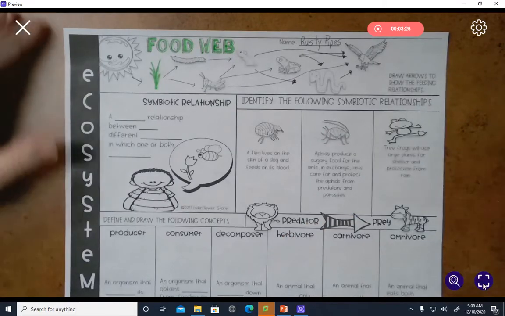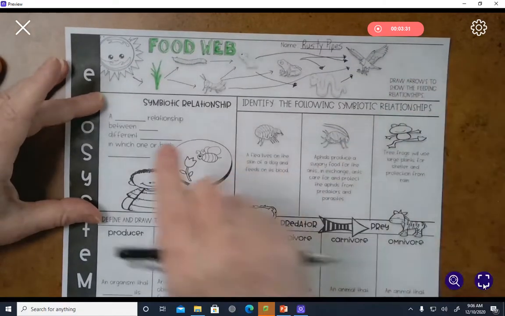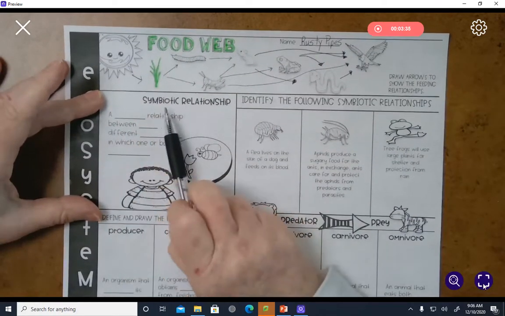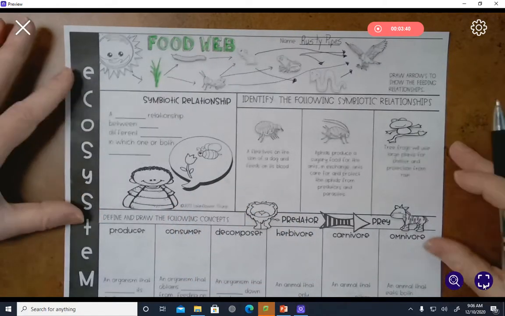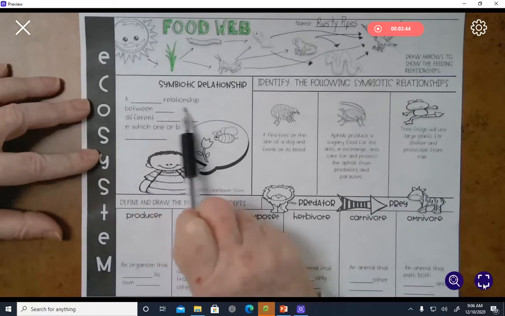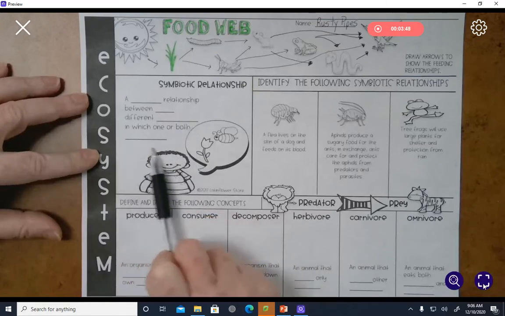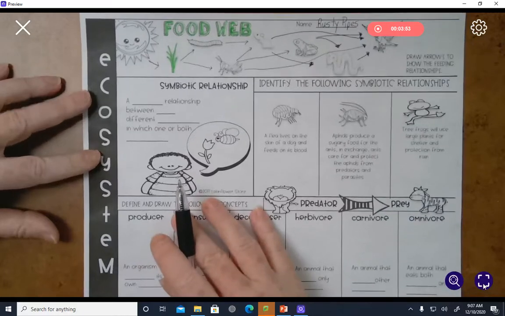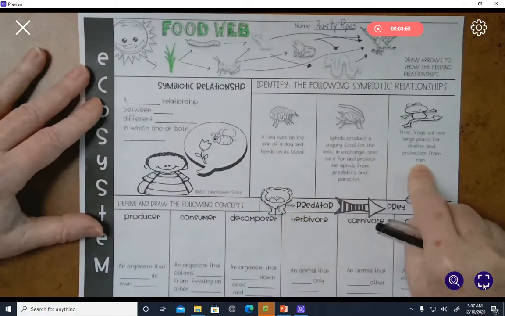Okay, so this is something we're going to do in a little bit more detail tomorrow. This idea of a symbiotic relationship. Remember, when you see that word bio, it must mean something to do with life. So let's see if we could read this. A blank relationship between something different, blank, in which one or both. Okay. So I think this is going to be a little bit different than predator and prey. Predator and prey isn't here.